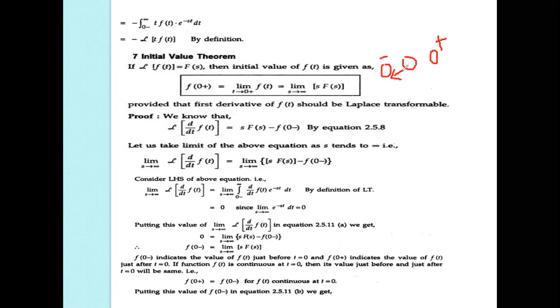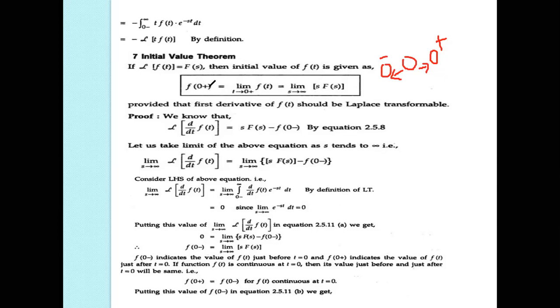Just below the 0 is 0 minus. Just above the 0 is 0 plus. So f of 0 plus is equal to the limit as t tends to 0 plus of f of t, which is equal to the limit as s tends to infinity. The initial value starts from 0 plus in the time domain, and in the s domain s tends to infinity, s into F of s.